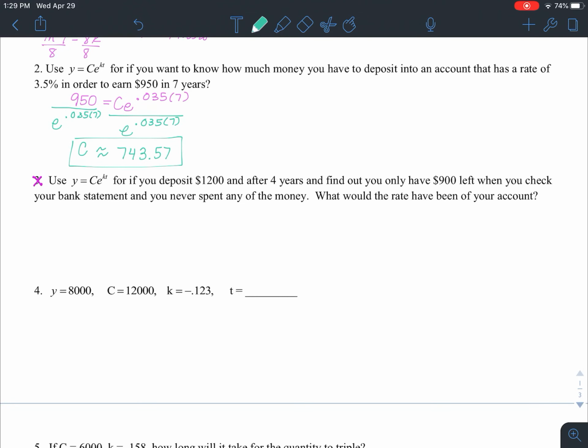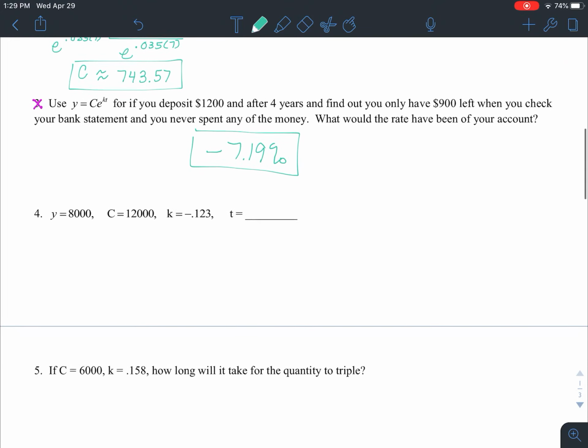We're going to skip 3. It is just like number 1. You do get a negative rate. That is okay. That is just saying it's decreasing. You should get negative 7.19%. That is just fine that you get a negative answer.